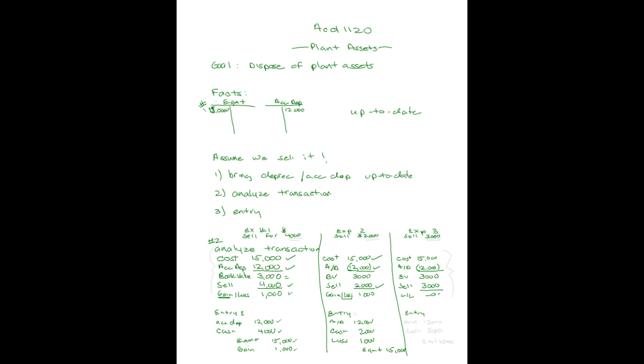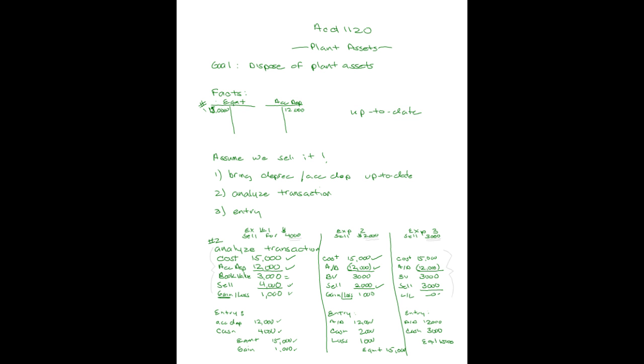What would that entry look like? Well, I still need to get rid of the equipment for $15,000. I still need to get rid of accumulated depreciation for $12,000. And I get cash of $3,000. And there is no gain or no loss. I've just sold the equipment.